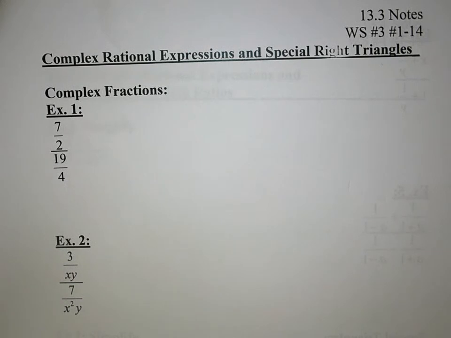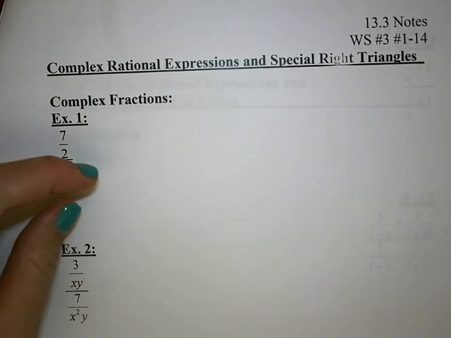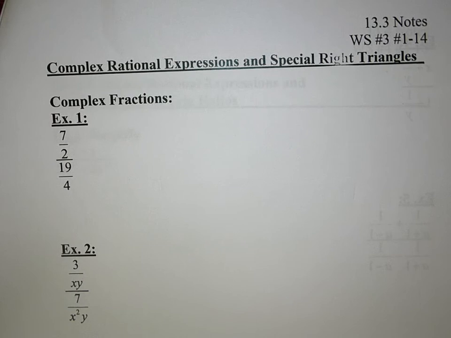So 13.3, complex rational expressions, and then special right triangles we will talk about. Who remembers how to do complex fractions? Okay, what do we do, Cody? Okay, so that is one way. You can multiply by the reciprocal, meaning you would flip 4 over 19 and do that to both the top and the bottom. Does anybody know another way that we solve these complex fractions?